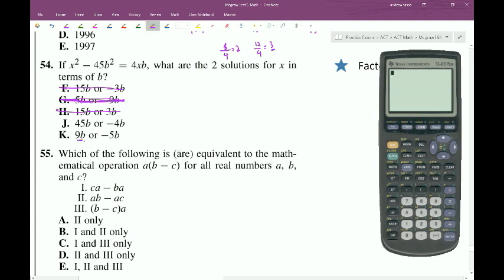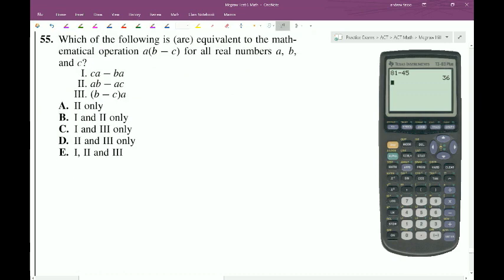Alright, next let's try 9. So 9 squared would be 81b squared minus 45b squared equals 9 times 4, 36b squared. So 81 minus 45, is that equal to 36? Let's check. 81 minus 45. Yeah, that one works.